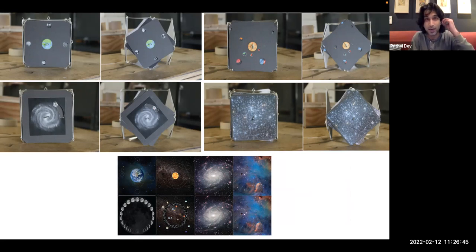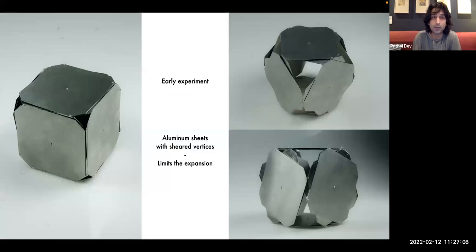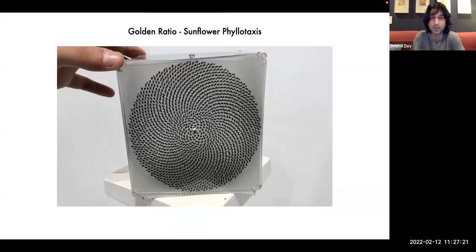And this is inspired by zoetropes and early animation techniques. So I was thinking about those as well when I was thinking about how one could create animations on these boxes. There are many ways of animating kinetic structures that expand and contract and have different kinds of motions. Another early experiment with the aluminum sheets was by just cutting off the vertices, you limit the expansion a bit more. So in this case, it will not be a full 90-degree expansion, and that's because of the connection system.